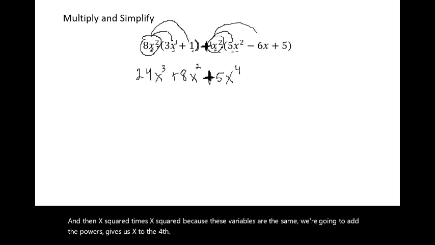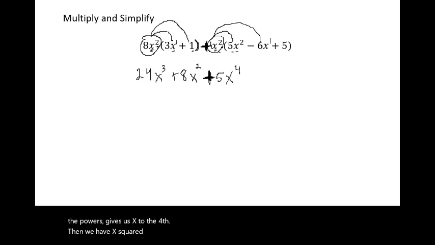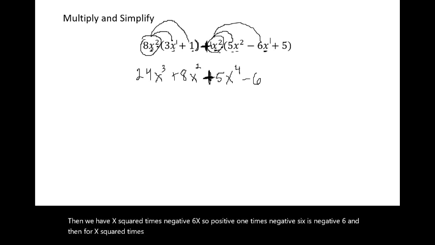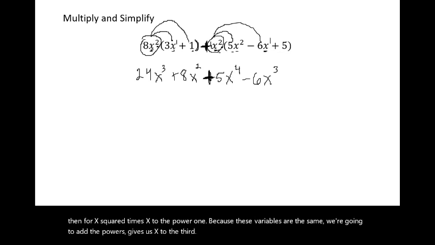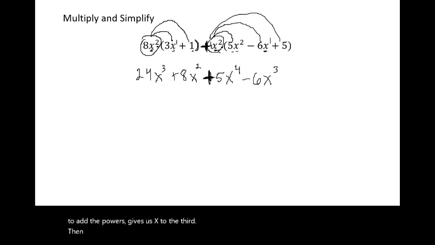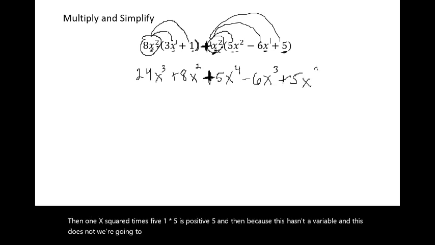Then we have x squared times negative 6x. So positive 1 times negative 6 is negative 6. And then for x squared times x to the power 1, because these variables are the same, we're going to add the powers, gives us x to the third. Then 1x squared times 5. 1 times 5 is positive 5. And then because this has a variable and this does not, we're going to just leave the x squared alone.